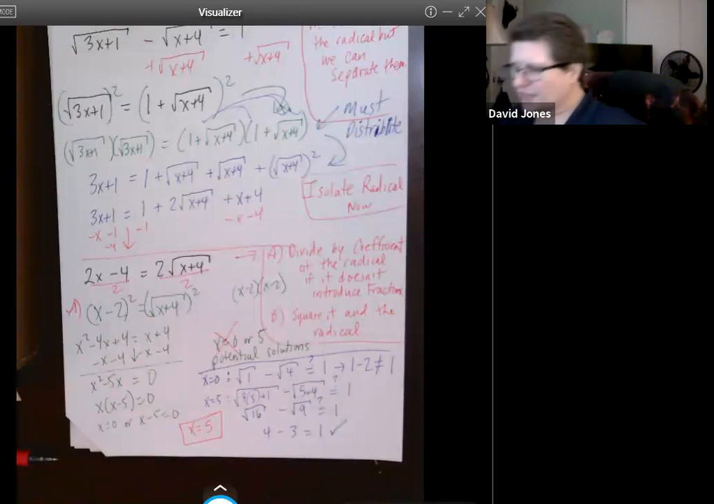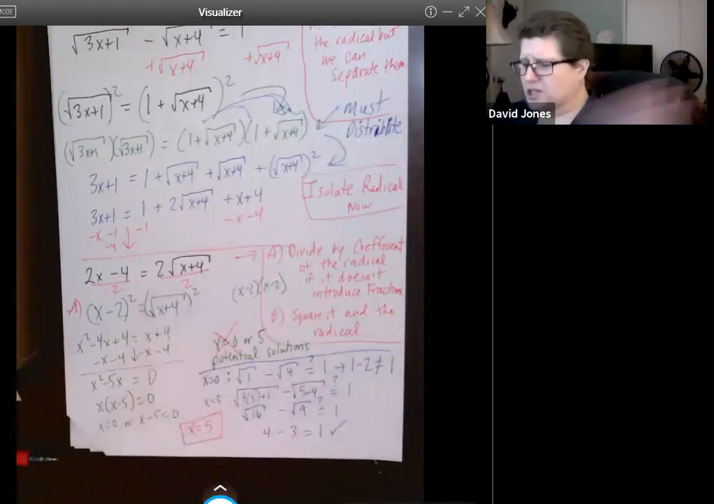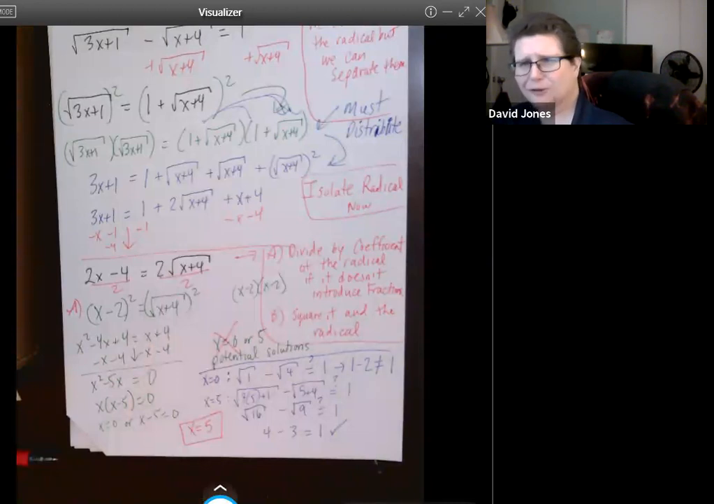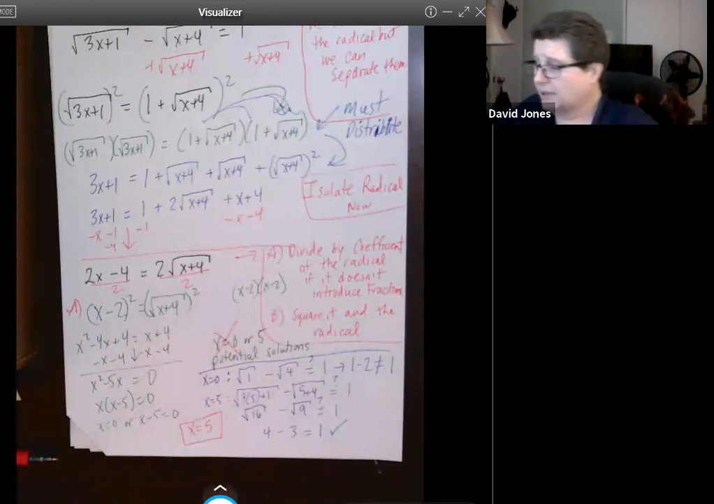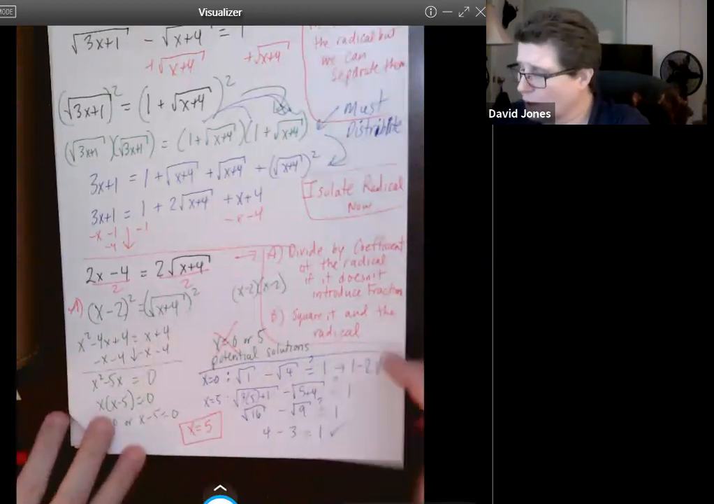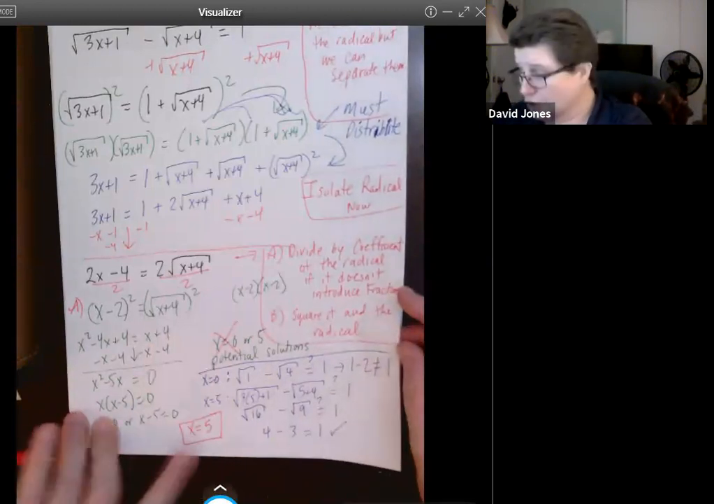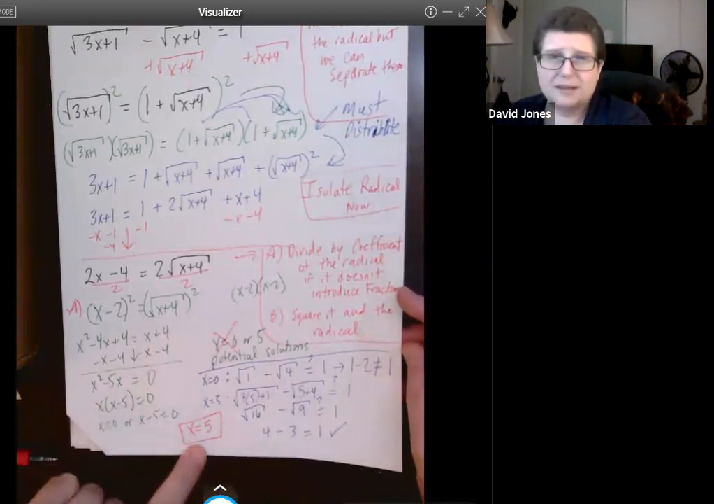Now, what if I had a 3 in front of that radical instead of a 2? Dividing by a 3 would have given me a 2/3 and a negative 4/3. That's not optimal when you're squaring it. So let's just show option B. I should get x equals 5, right? It should be the same answer.